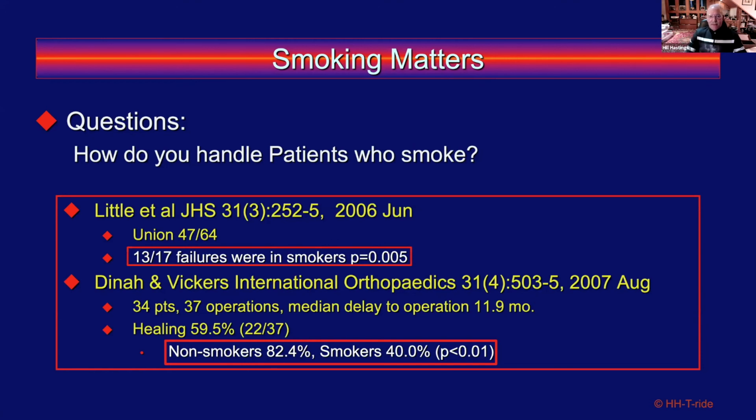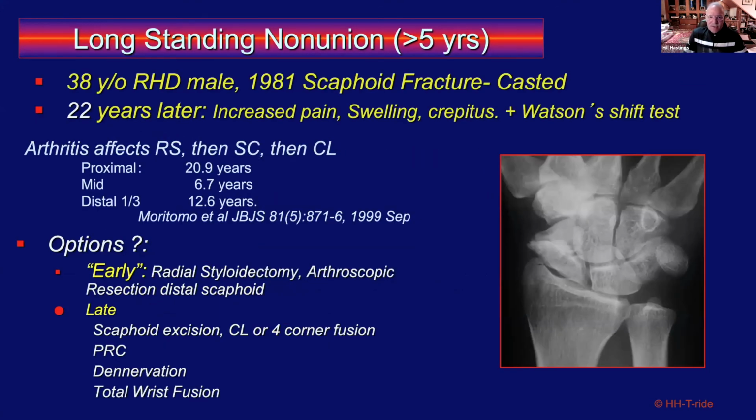Then lastly, it's already been alluded that longstanding non-unions greater than 5 years are hard to heal. It tends to progress. The waist fractures tend to cause the earliest arthritis. They tend to progress from radioscaphoid to scaphocapitate and then radiolunate.